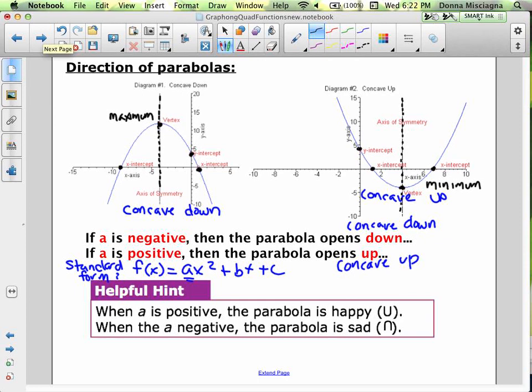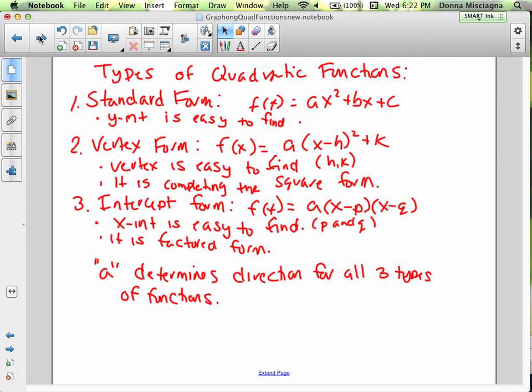So here we've seen a couple different parabolas with different directions. Let's look at, so I said that standard form was only one type of equation for quadratic functions. Let's look at some more. So here are the types of quadratic functions. I believe I put it in your notes. You'll definitely need it. So standard form, f of x equals ax squared plus bx plus c. All right, that is called standard form.